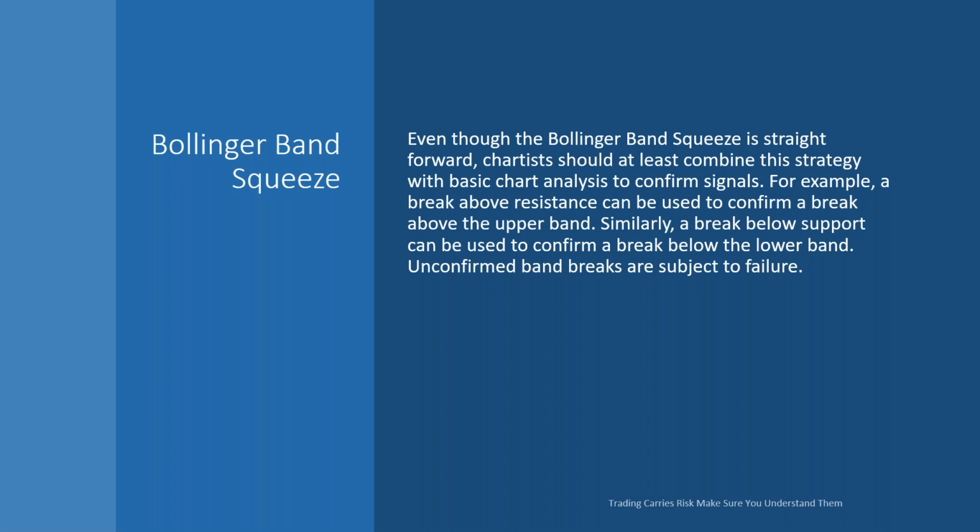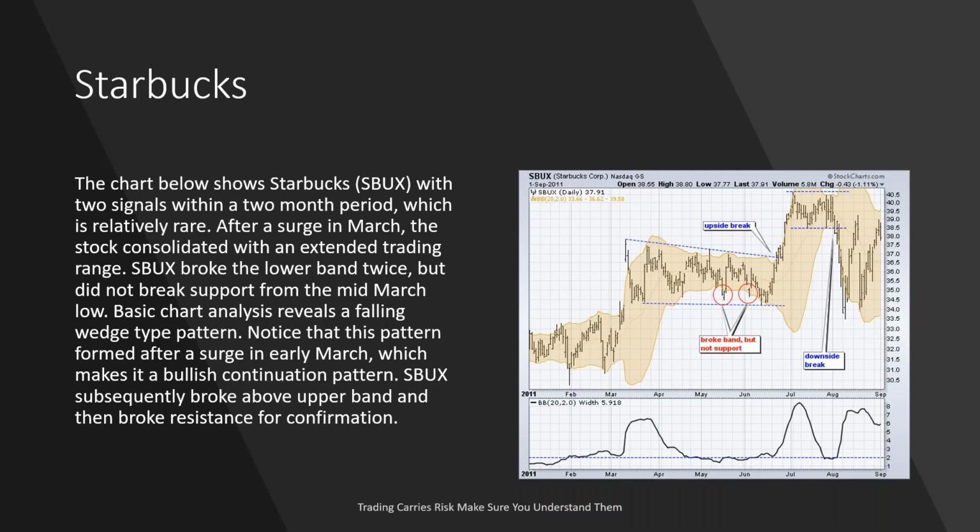So even though the Bollinger Band squeeze is straightforward, chartists should at least combine this strategy with basic chart analysis to confirm signals. For example, a break above resistance can be used to confirm a break above the upper band. Similarly, a break below support can confirm a break below the lower band. Unconfirmed band breaks are subject to failure.